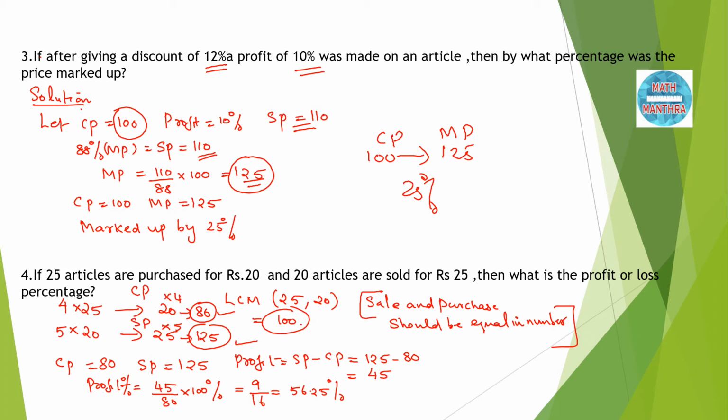So once you get the SP and CP, you can decide is it a profit or a loss. So obviously there is a profit here. Why? Because SP is larger than CP. Then find the profit percent. Take the difference, you get the profit. 125 minus 80, you get 45. Divided by 80 into 100%. So again 45 and 80 you can cancel the common factor, you get 9 by 16. Again conversion table, 9 by 16 is nothing but 56.25%. So learn the conversion table.